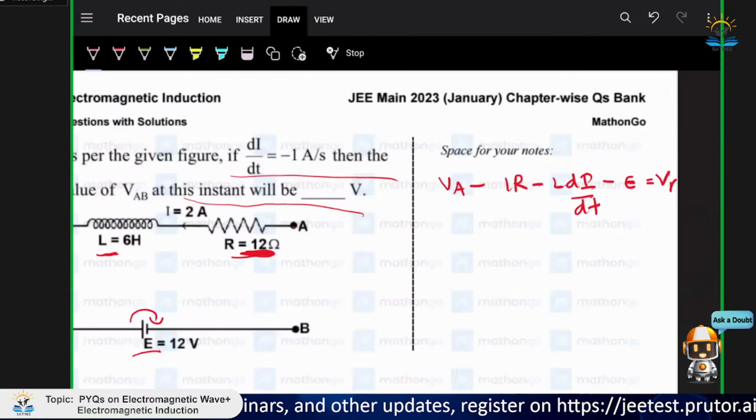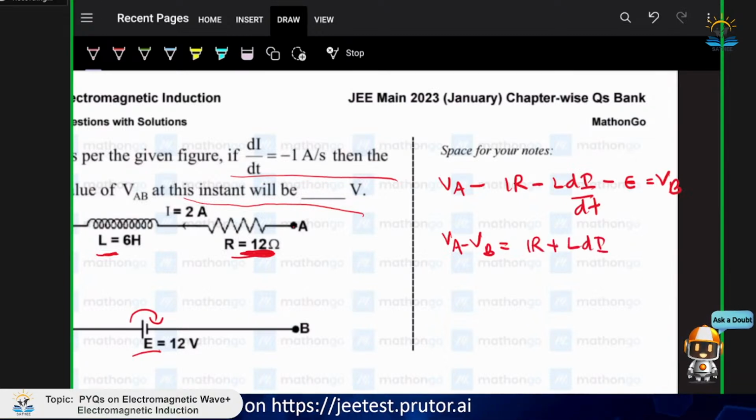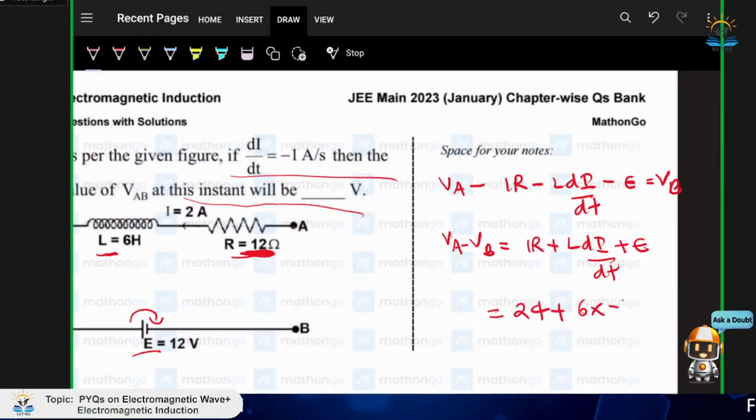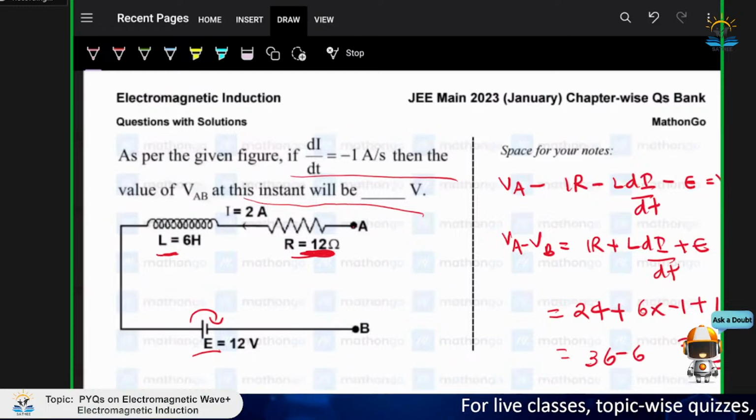To find out what VA minus VB will be. VA minus VB will be IR plus L into di by dt plus E. IR is how much? 24. 6 into minus 1 plus 12. So how much? 36 minus 6. It is 30 volt. So the answer will be 30 volt. Correct? Yeah.